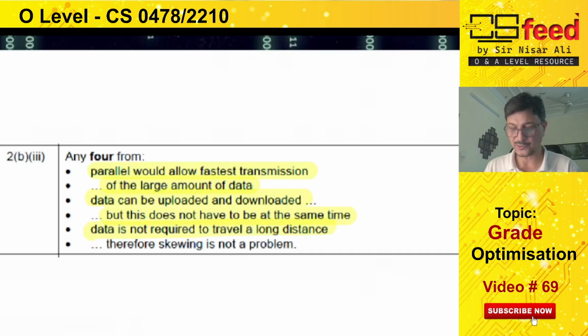Data is not required to travel a long distance. So this is the justification for the parallel. You know, parallel communication, parallel transmission is ideal for shorter distances. All right. So data is not required to travel a long distance. Therefore, skewing is not a problem. So you are giving a reasoned judgment. The judgment has the support of the reason.